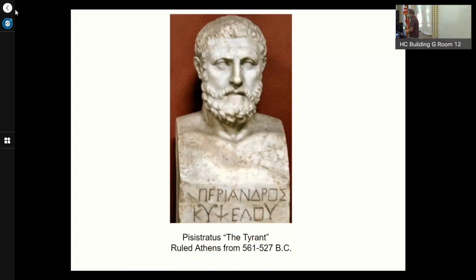Pisistratus is a wealthy, powerful man, and he wants to rule Athens. Make no mistake about it. He wants to be the boss. And twice he tried to conquer with an army. Twice he tried to overthrow the government, and both times he failed.